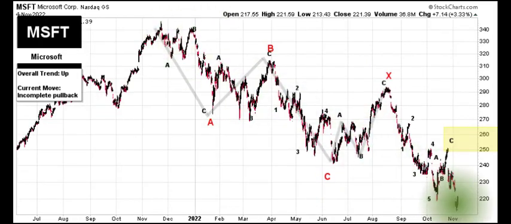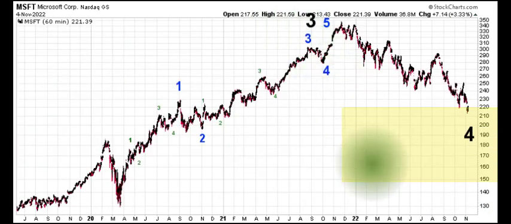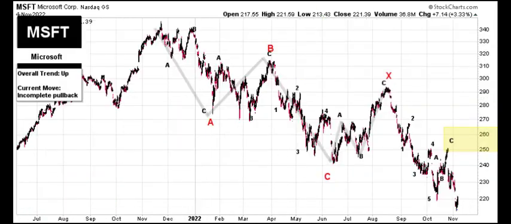So with Microsoft, unfortunately, there's no perfect way to say, okay, this is where a low is going to happen when you're in a counter trend move like that. I mean, again, we can just look at this overall yellow support area and look for a low there, but that's a massive area that doesn't give us a ton of information.